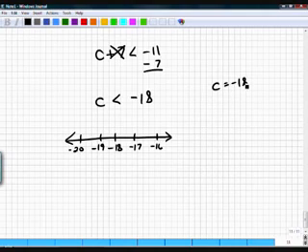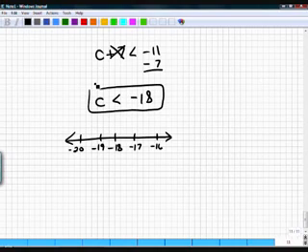We've not got C is equal to negative 18 anymore. When you had C is equal to negative 18, you had one answer. Now you have an infinite number of answers. It says here C is less than negative 18. That means that C can be any number smaller than negative 18. So could C be negative 20? Sure. Could C be negative 21? Sure. It can be anything less than negative 18, so here's how we graph it.